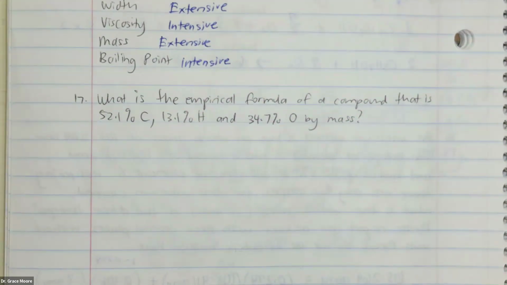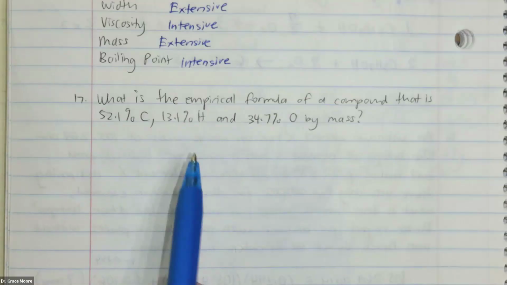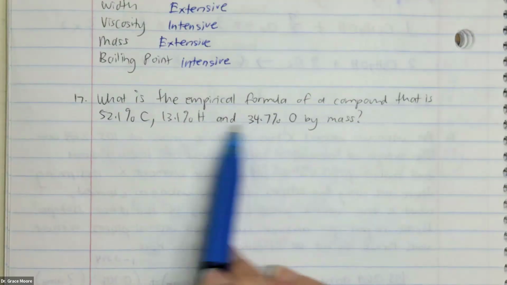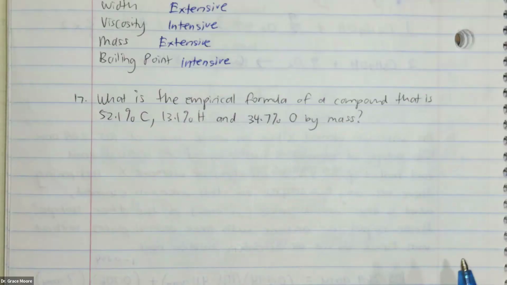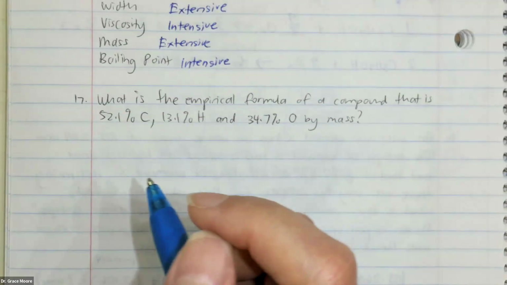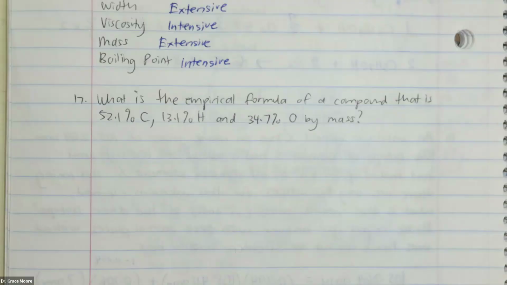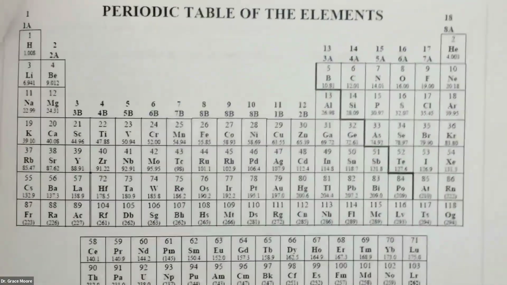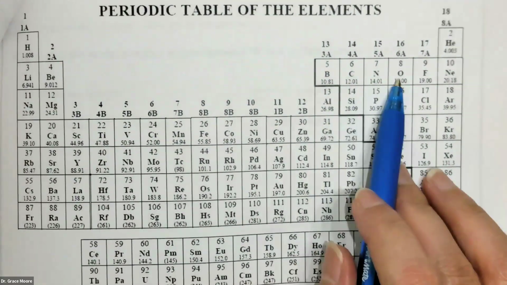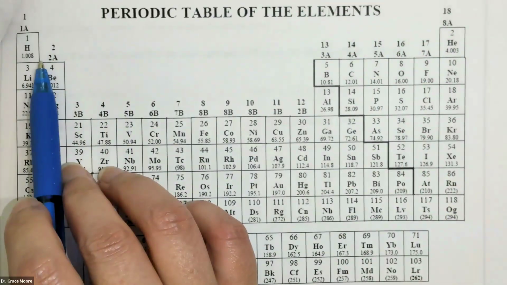All right, next question. What is the empirical formula of a compound that is 52.1% carbon, 13.1% hydrogen, 34.7% oxygen by mass? So to do empirical formula, we take the percent and turn it to grams. Okay, and then from the grams, we go to moles, and then we do the mole ratio. So we need the molar masses of carbon, hydrogen, and oxygen. Now, obviously, you can look at the periodic table if you don't remember, but here's the periodic table that you see on a test. Carbon is given as 12.01, oxygen is 16, hydrogen is 1.008.